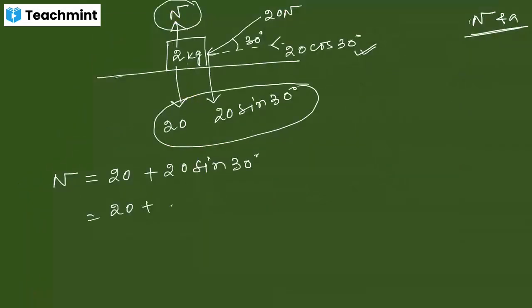In this case, 20 sine 30. Sine 30 has the value of half. So 2 tens are 20, so this is 20 plus 10, that is 30 Newton. This is the value of the normal reaction force.